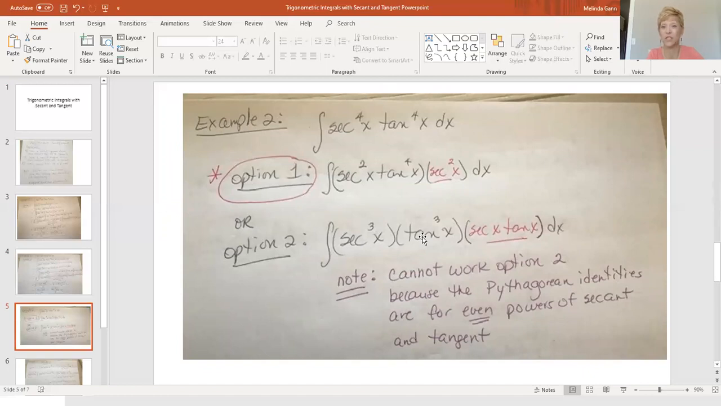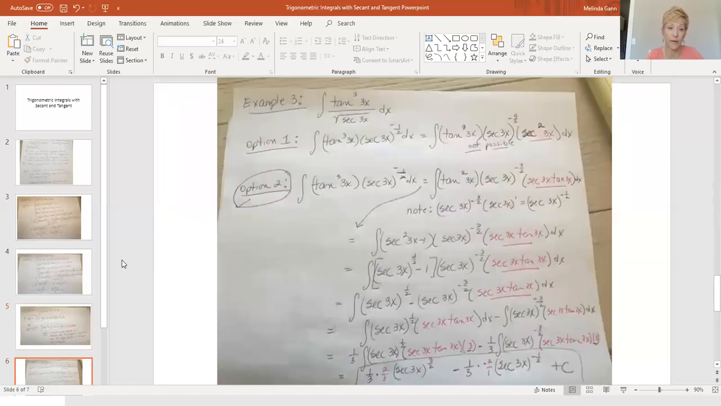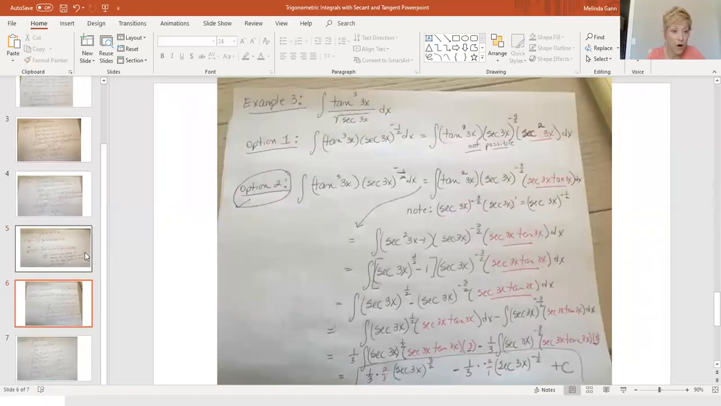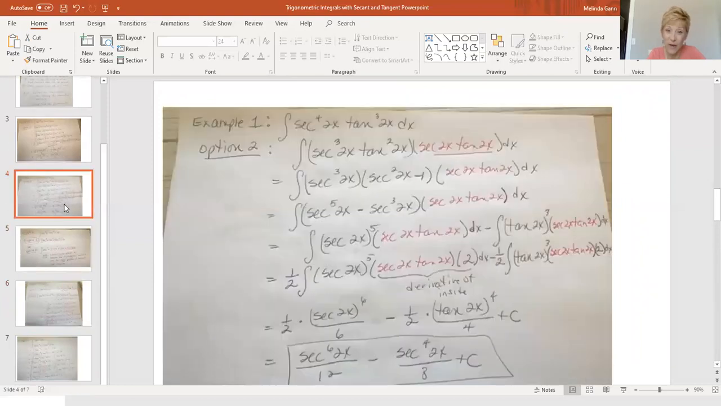I know one for tangent squared that deals with secants. So option 2 would not work. I'd have to go back and work it with option 1. Okay? All right. So does that make sense to everybody? All right. So let's go work it.